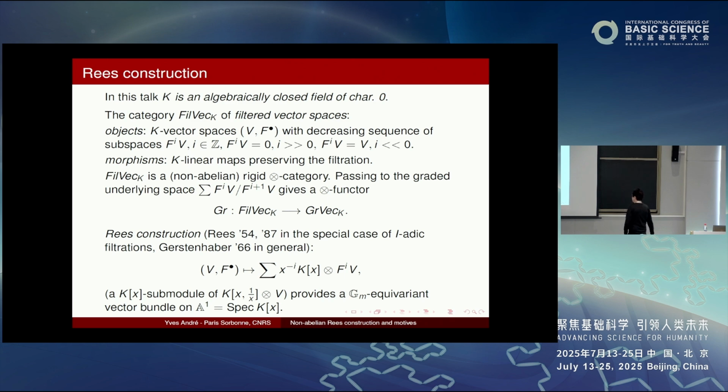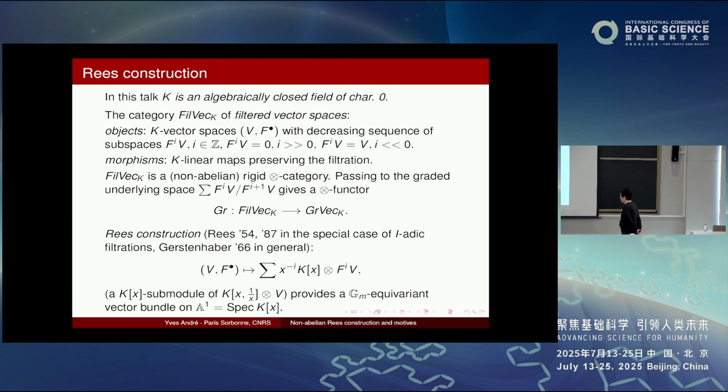But if one passes to the graded underlying space, we get a monoidal functor, which I'll denote by GR, between this category of filtered vector spaces and the category of graded vector spaces, which is abelian. And the Rees construction, which appears already in a paper by Rees and Northcott from 1954, in the special case of I-adic filtration in commutative algebra, is the following.